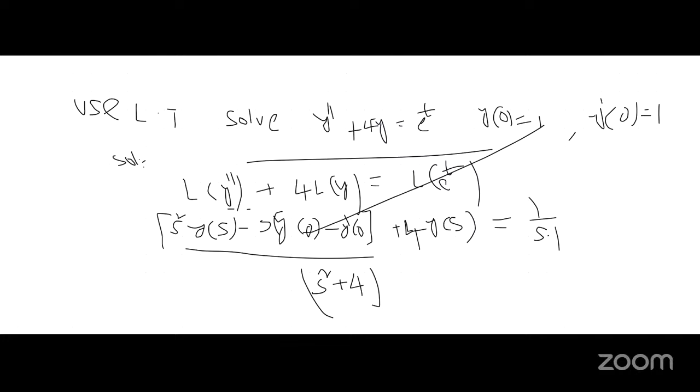s power of 4, y of s equal to, this is s minus 1. So 1 by s minus 1. So from there we can write y of s equal to 1 by s minus 1 into s square plus 4.